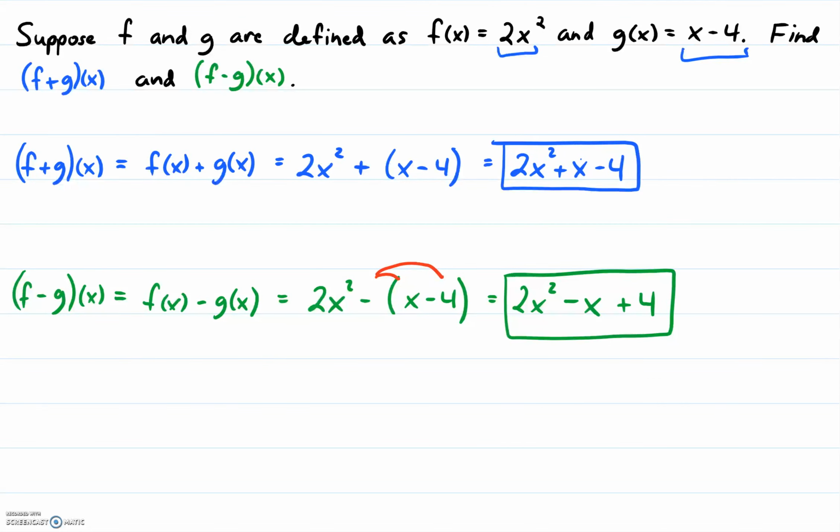So again, you don't even have to rewrite it. After you've seen a few problems like this, you'll know how to do this, but always feel free to rewrite f plus g as f of x plus g of x, and f minus g as f of x minus g of x. And then just be sure to put the second function in parentheses so you distribute that negative in the minus case.